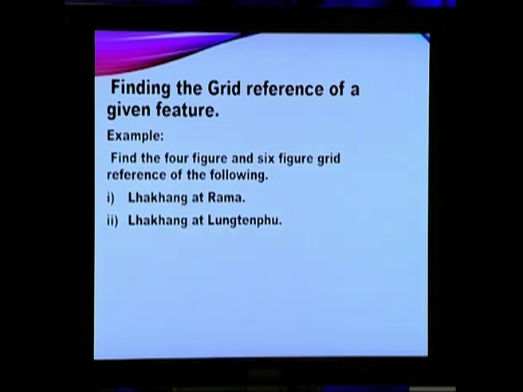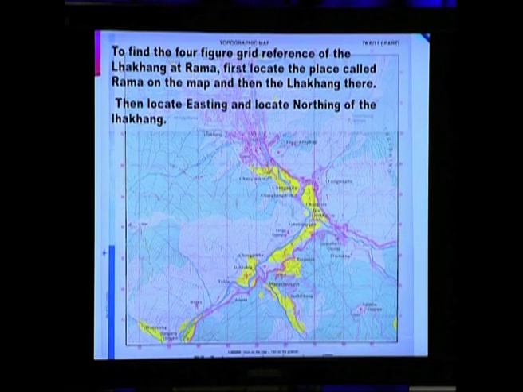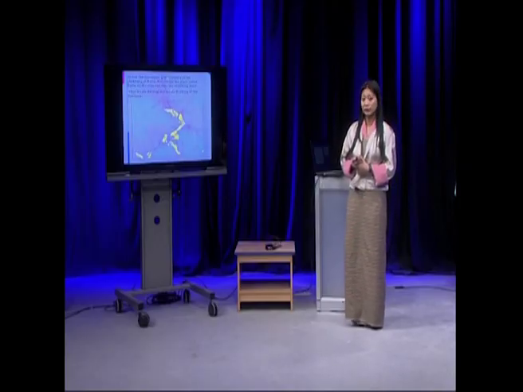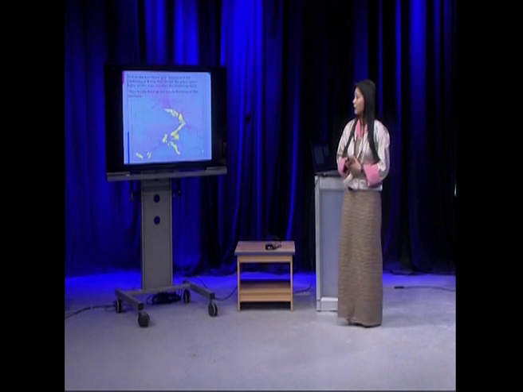Now with this, let's find the four-figure and six-figure grid reference of two particular places on the map, Hagang at Rama and Hagang at Lungtenpo. To find a four-figure or six-figure grid, the first thing you need to do is locate the place. After you find the place, you locate the particular feature given in that place, and then you locate easting and northing.